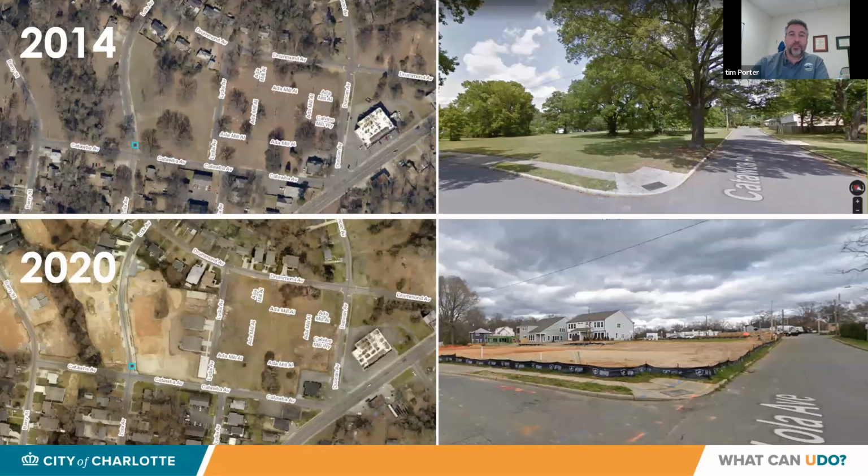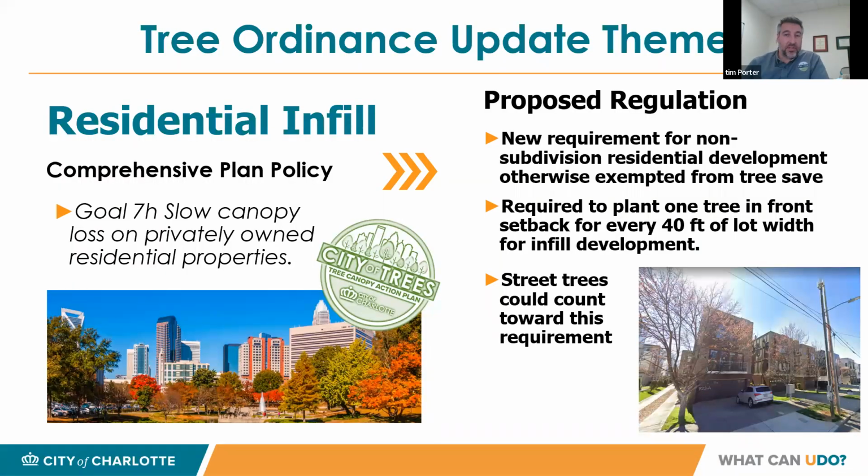Let me go back. Every 40 feet per lot frontage would require a tree to be planted. I should say it requires a perimeter tree. The bottom bullet there clarifies that existing street trees in the public right-of-way or in the front setback can qualify for this. So there has to be a tree there. If you have a tree in your front yard, that may qualify. So there may not be a planting requirement, but there has to be a perimeter tree in there for every 40 feet of lot frontage. And there's multiple ways to comply by planting or using existing trees.